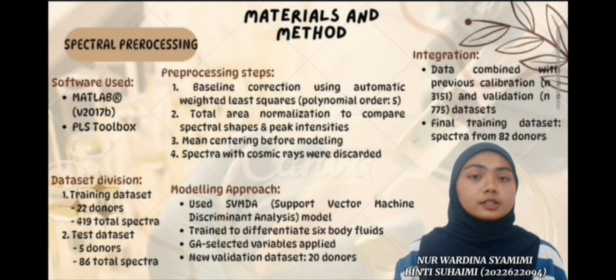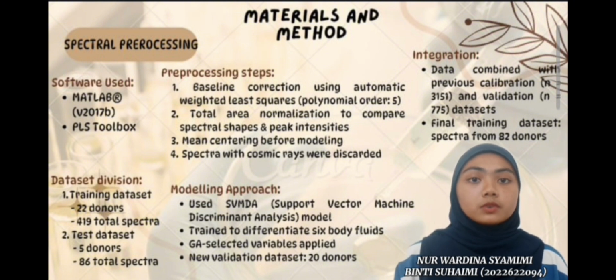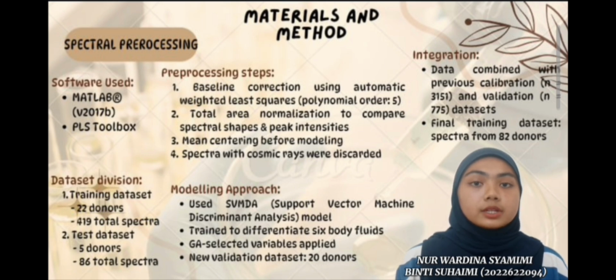Now, let's look at the spectral preprocessing steps used in the analysis of urine samples. First, the raw Raman spectra were imported into MATLAB version 2017B and processed using the PLS Toolbox. To correct the baseline, we used automatic weighted least squares with a polynomial order of 5. The spectra were then normalized by total area. This step helped improve comparison of spectral shapes and relative peak intensities across different body fluids.